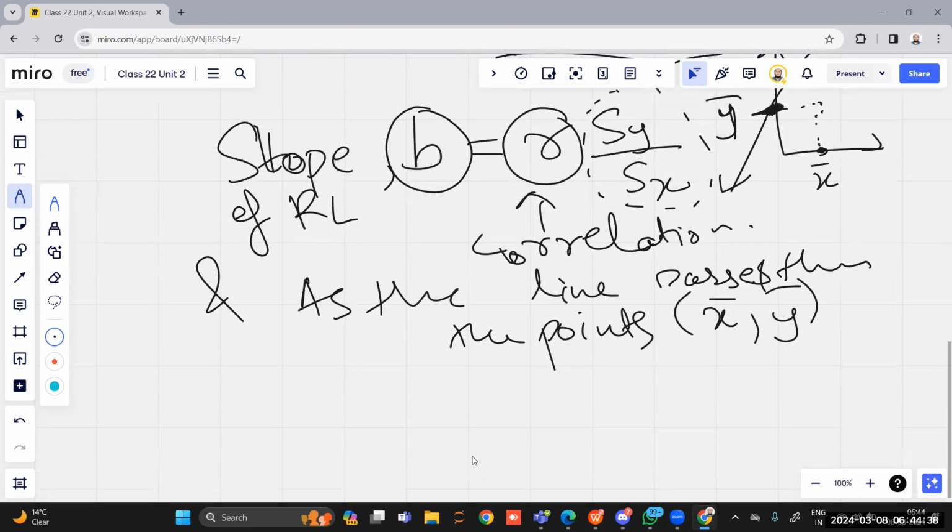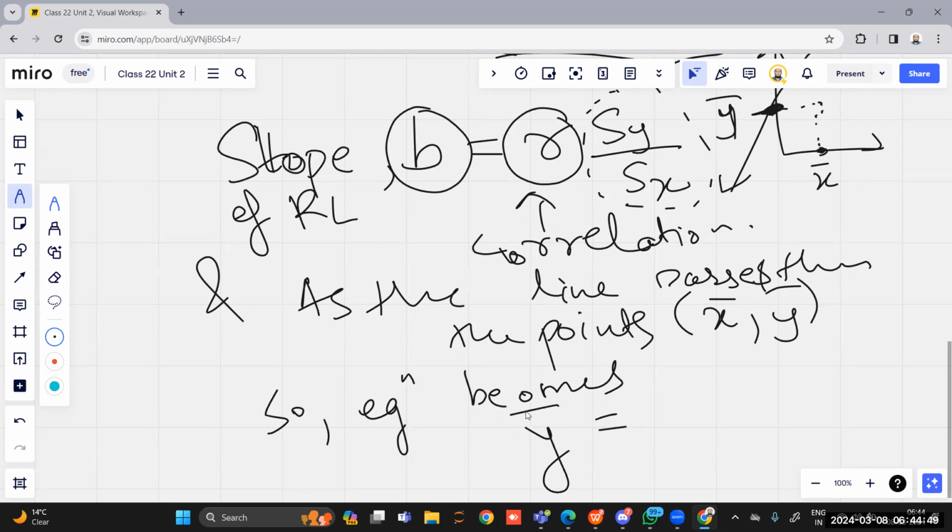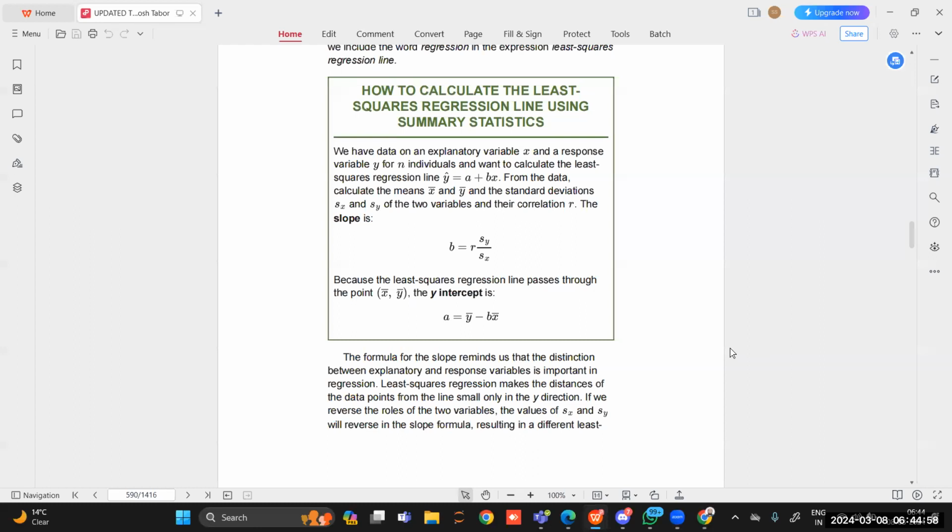So the equation becomes y hat equals y bar plus bx. See, yes or no?